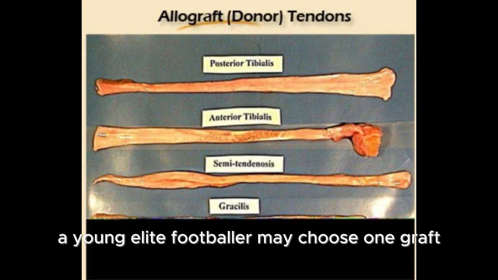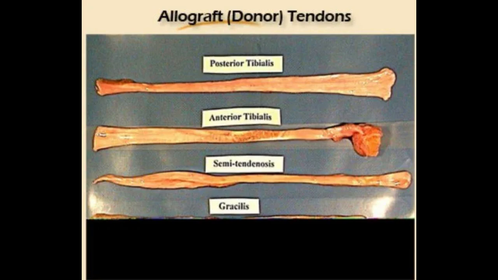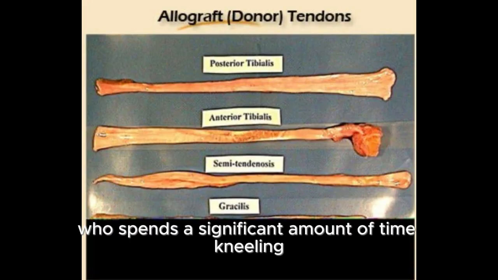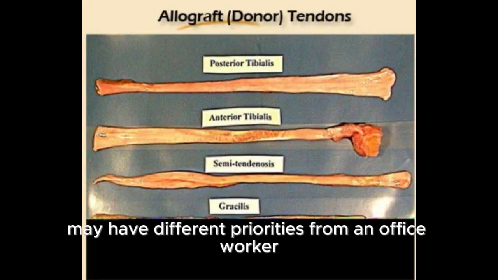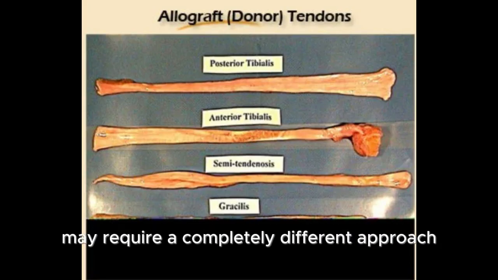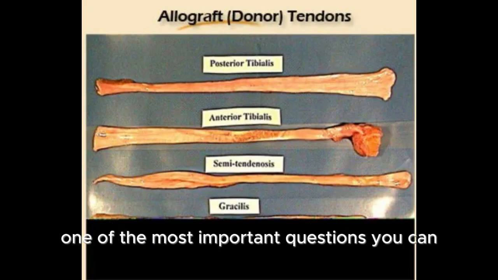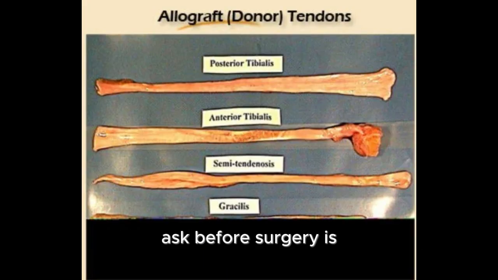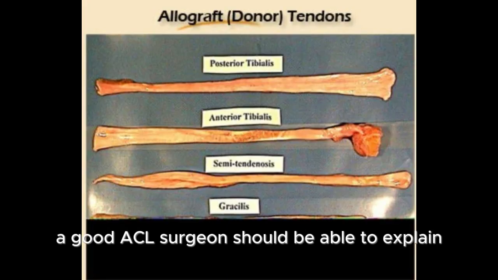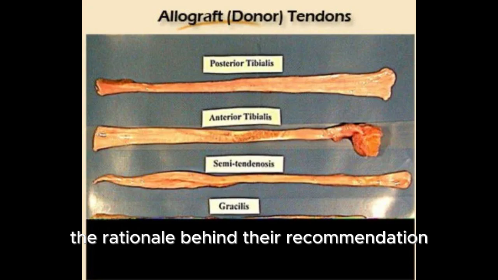A young elite footballer may choose one graft. A recreational runner may choose another. A builder who spends a significant amount of time kneeling may have different priorities from an office worker. Someone undergoing revision surgery may require a completely different approach. This is why one of the most important questions you can ask before surgery is, what graft are you planning to use and why? A good ACL surgeon should be able to explain the rationale behind their recommendation.